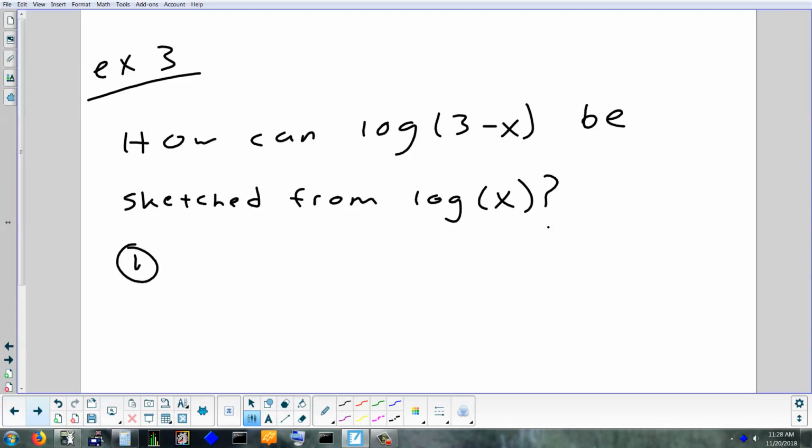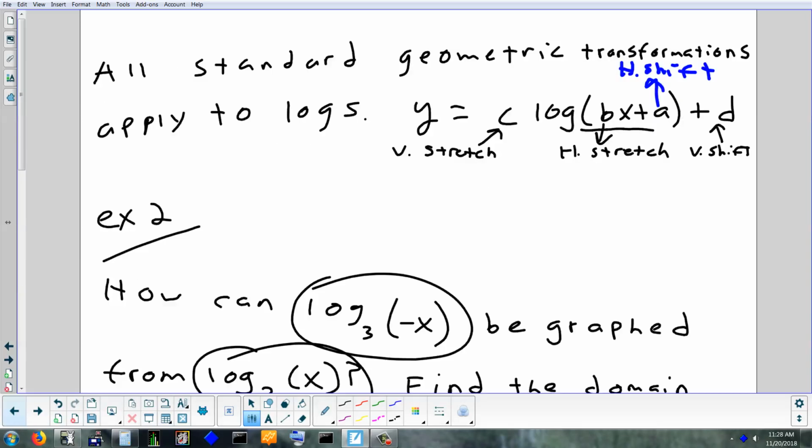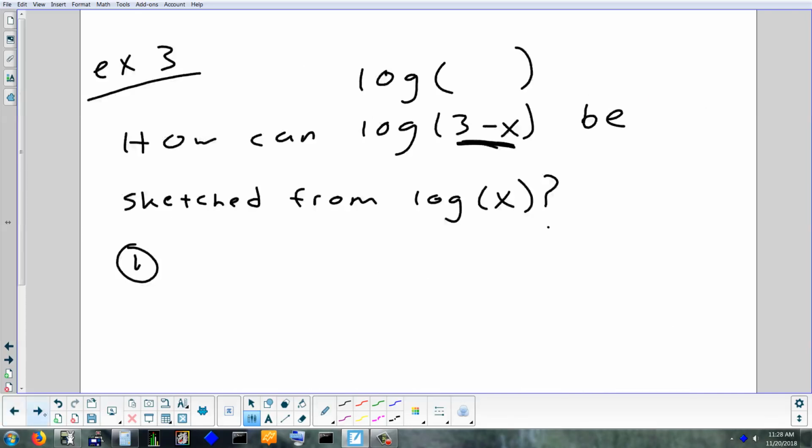Now, this argument, it's not written the normal way we write things. How can we write 3 minus x so that it looks more like this argument? 3 minus x, it's not the right order. It's not how we should normally write it. Emily? Negative x plus 3. Negative x plus 3. You don't have to do that, but that's just what I would do. Now, how many transformations are happening there?